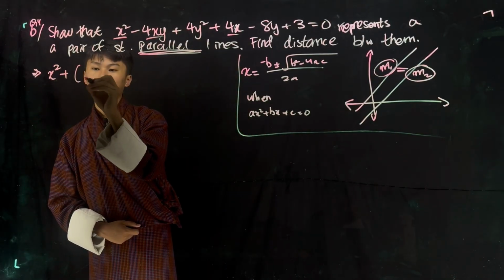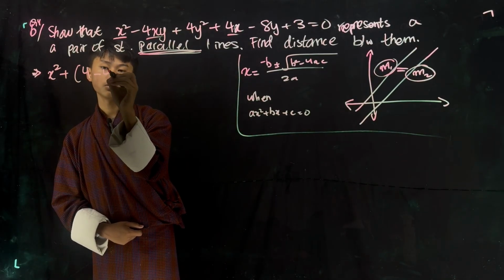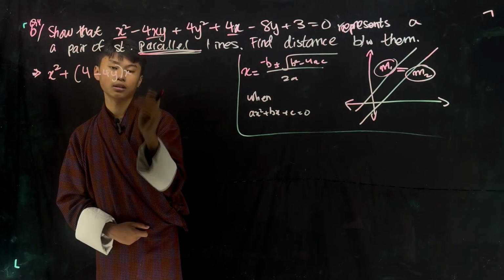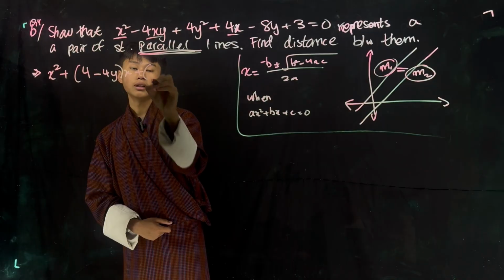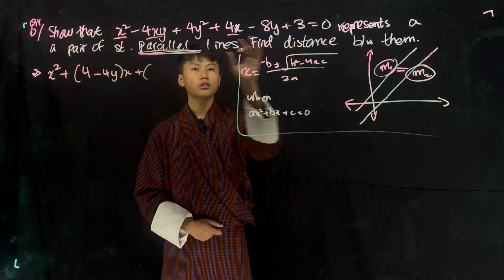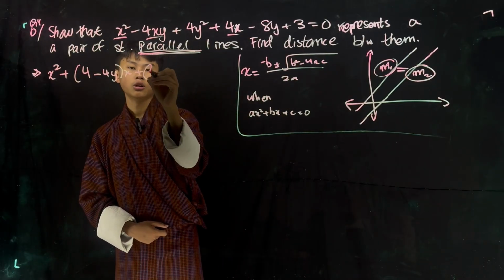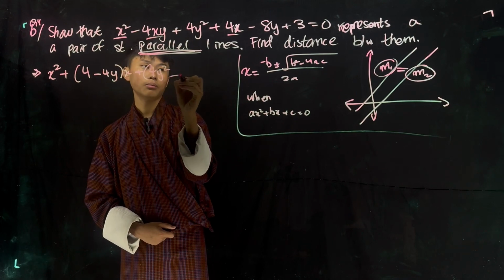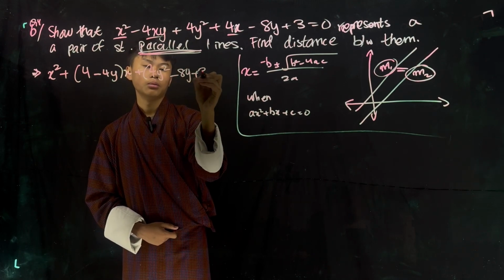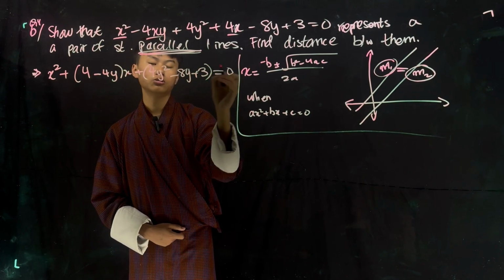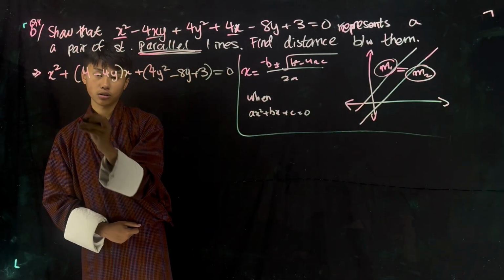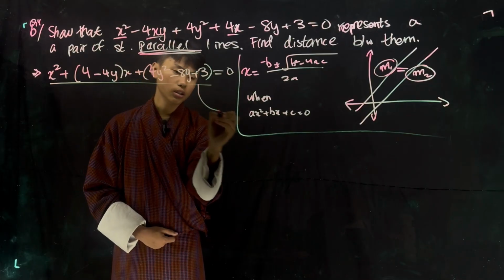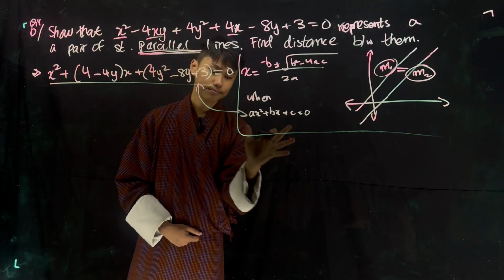So we can group them together as 4 minus 4y multiplied to x. We have made this a single term. Next, we can arrange all of the remaining terms together. So 4y square minus 8y plus 3 should be equal to 0. Now this looks somewhat like a quadratic equation if you compare this with the standard quadratic formula.